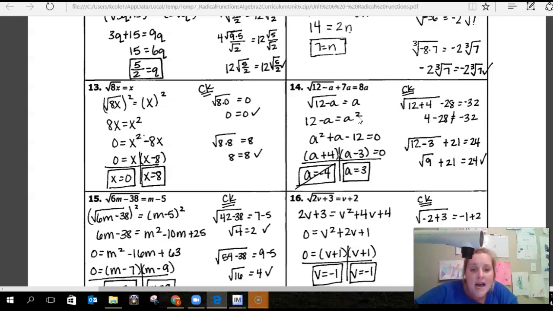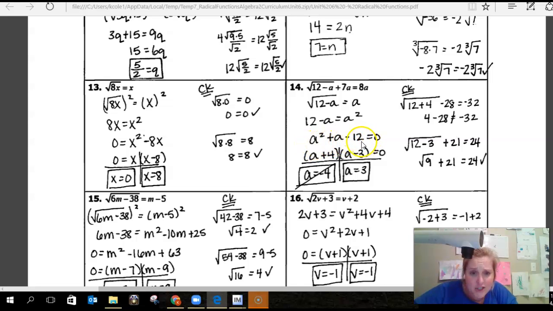Now, you'll see that we did not subtract this way. We don't have a negative a squared. You do not want your leading coefficient, your a squared, to be negative. So they added a, that's why we have a positive a, and subtract 12. That's why we have a negative 12.